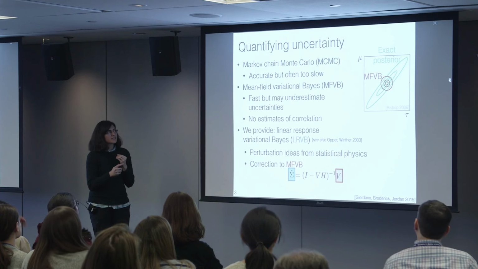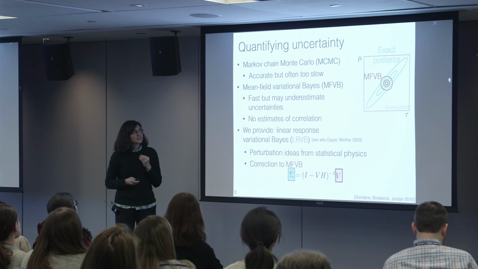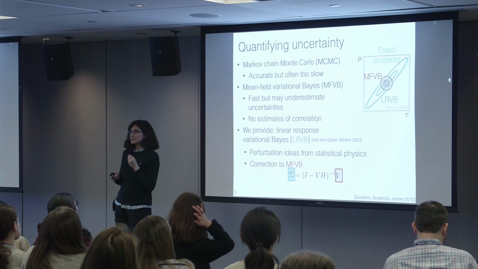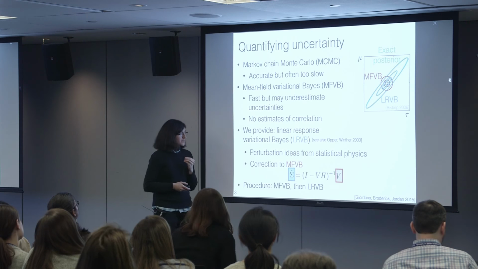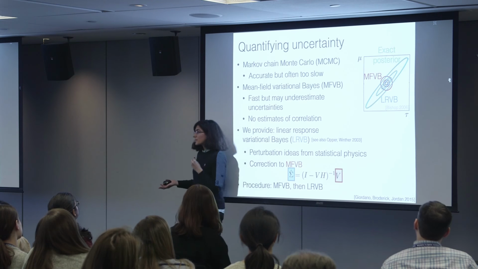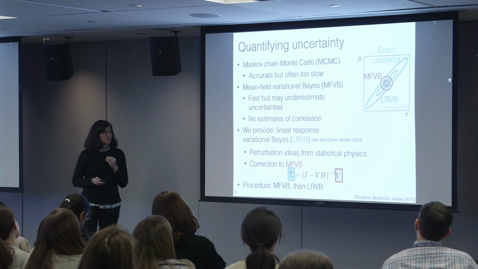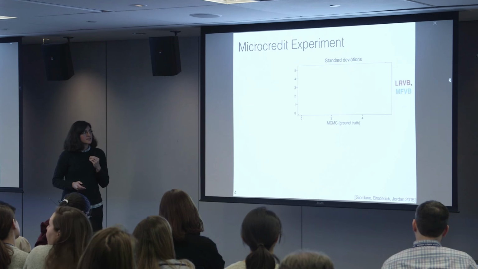If we were in fact dealing with a multivariate Gaussian posterior, this would exactly recover the covariance matrix. More generally, this will be an approximation. So again, I just want to emphasize the setup here is we first run mean field variational Bayes, we hope that's very fast, and then we correct it with linear response variational Bayes. Okay, so how well does this do in practice? Let's look at an example.